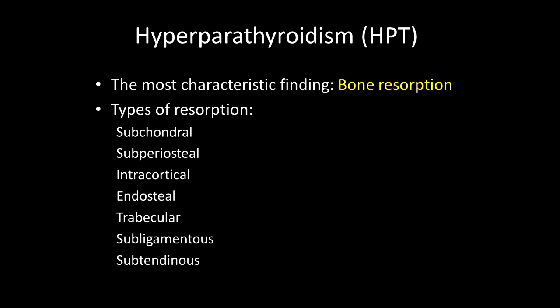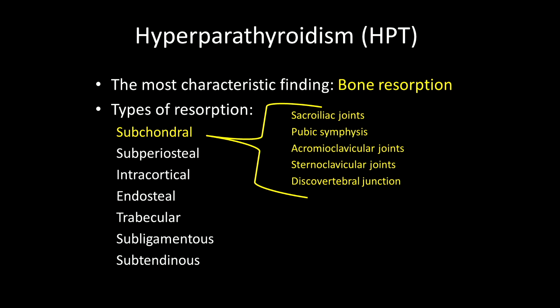The most characteristic findings are bone resorption. And bone resorption can classically occur in any of the compartments listed here. They can be subchondral or underneath articular cartilage. They can be subperiosteal or underneath the periosteum. They can be within the cortex or intracortical. They can be endosteal, trabecular, and importantly, they can also be at the insertions and attachment sites of ligaments and tendons, the so-called subligamentous and subtendinous. So let me show examples of each of these, starting with subchondral.